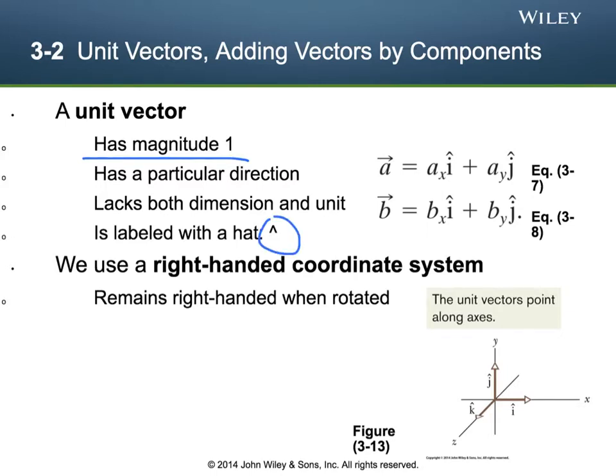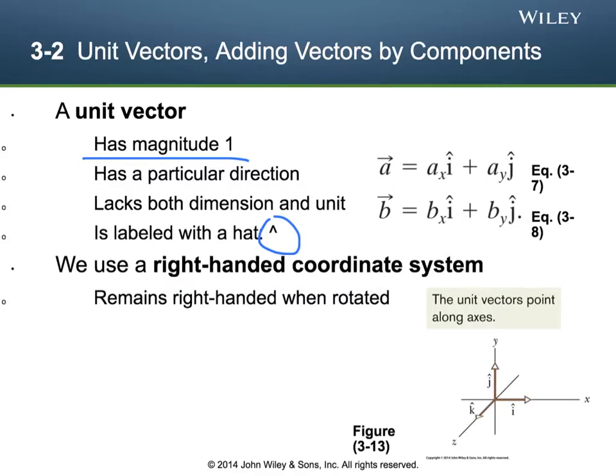We are typically going to use the right-handed coordinate system. And what that means is that we have an X and a Y plane, and then using your right hand rule, you can see that the Z axis, the three-dimensional space, will come out orthogonal to those two axes.